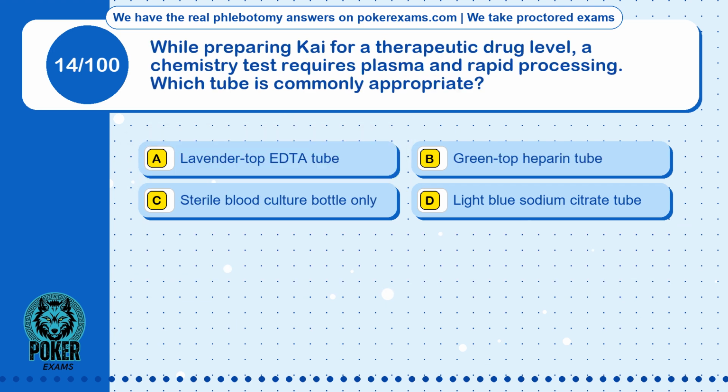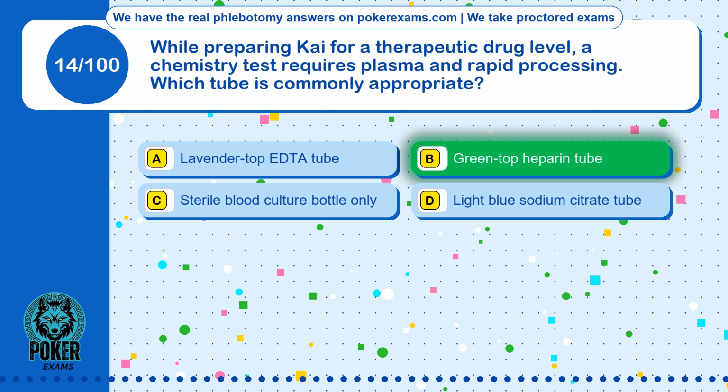Question 14. While preparing Chi for a therapeutic drug level, a chemistry test requires plasma and rapid processing. Which tube is commonly appropriate? Option A, lavender top EDTA tube. Option B, green top heparin tube. Option C, sterile blood culture bottle only. Option D, light blue sodium citrate tube. The correct answer is option B.